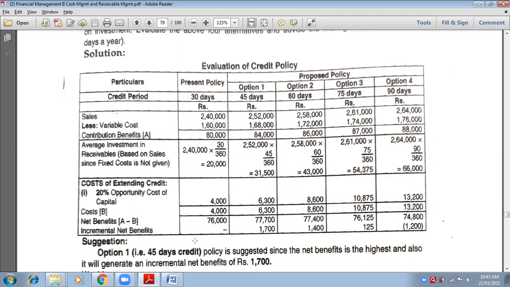Okay. Now, next line, net benefits. What do you mean by net benefits? How to calculate net benefits? A minus B. Write down in the bracket A minus B. So what was A in the present policy? 80,000. And what is B in the present policy? 4,000. So 80 minus 4 is 76,000. Very good. So go on doing it for option number 1, 2, 3, 4, the same way, A minus B.